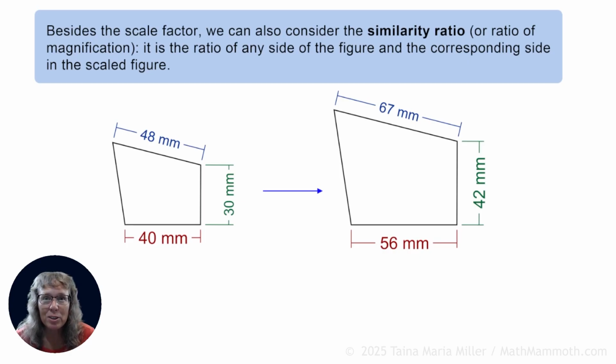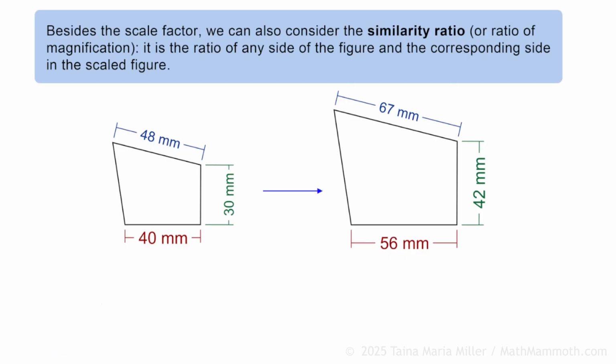Another important concept is the similarity ratio. It is the ratio of any side of the figure and the corresponding side in the scaled figure. For example, here we have a quadrilateral. It has been scaled to become this quadrilateral, this bigger one. And there's a scale factor involved, of course. All of these numbers, 40, 30, 48, they have been multiplied by the scale factor to become these bigger numbers.